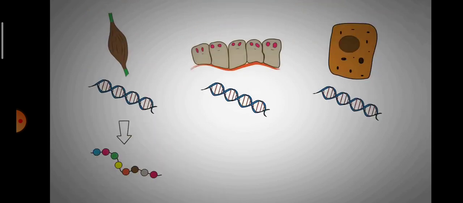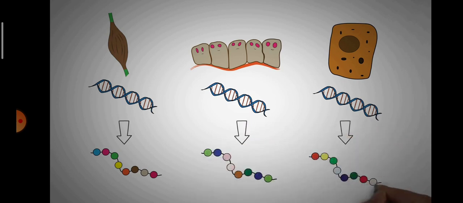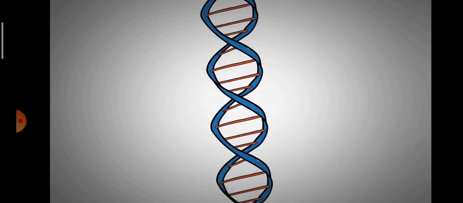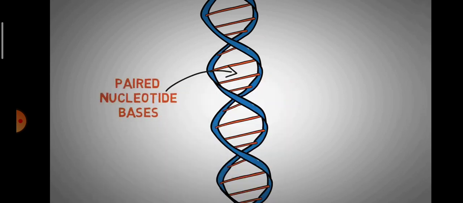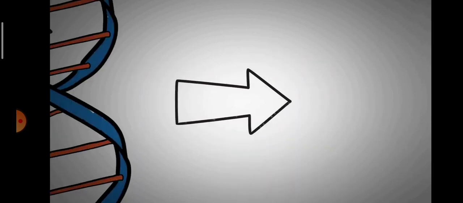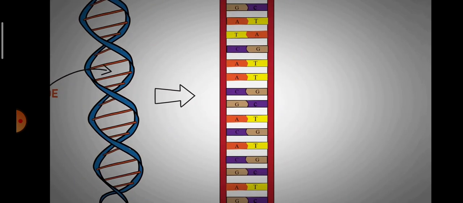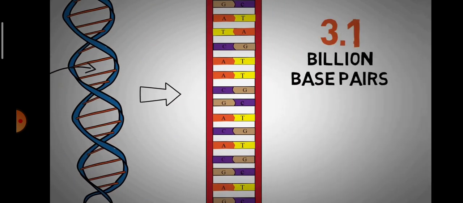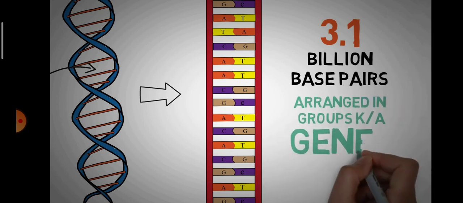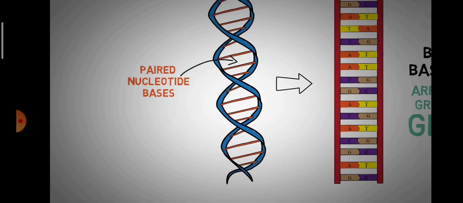However, they are different in size, structure, and function due to the different proteins they produce. As most of you may know, our DNA is made up of thousands of nucleotide bases which are paired, and these are the basic units of DNA. The human DNA contains over 3.1 billion such base pairs. These base pairs are arranged in groups known as genes.